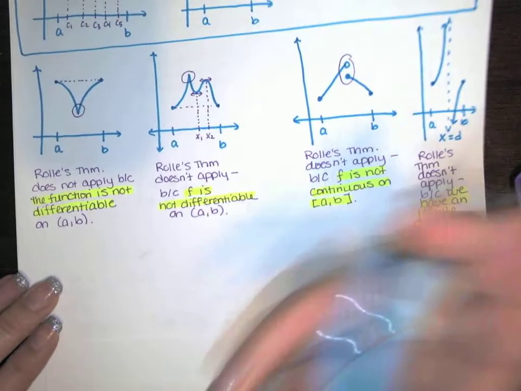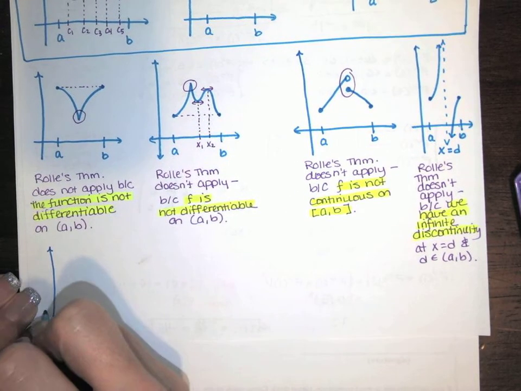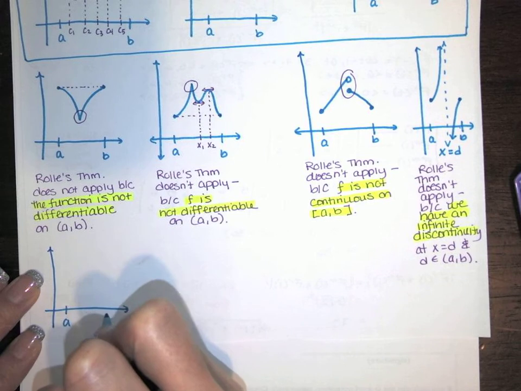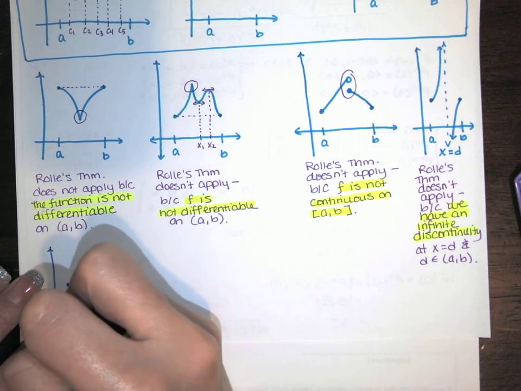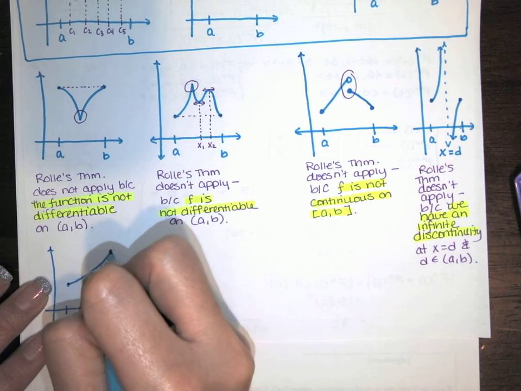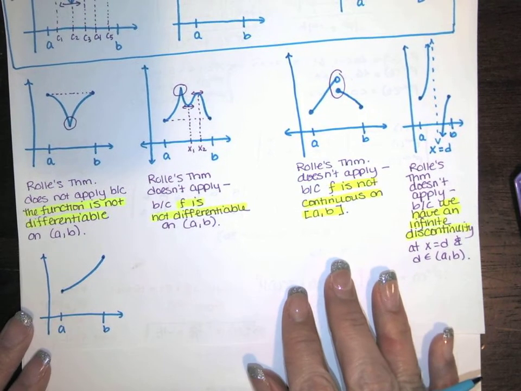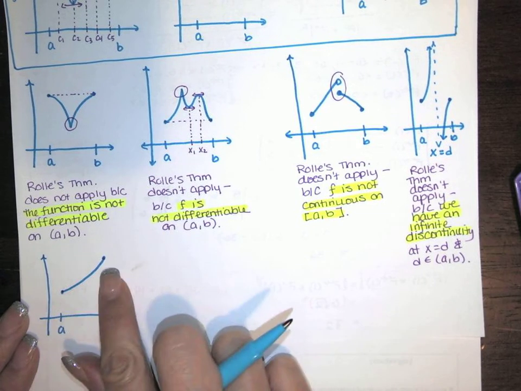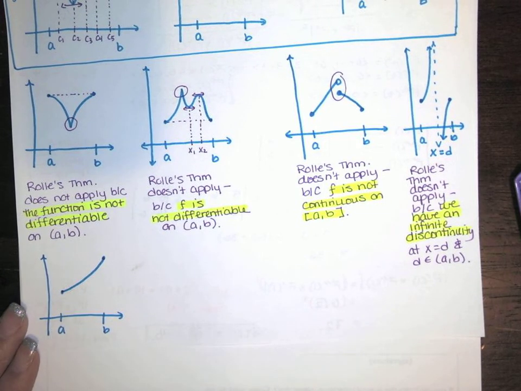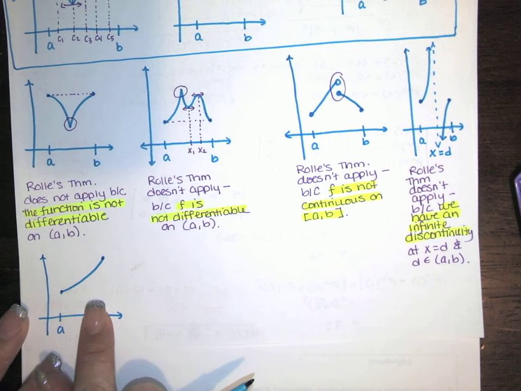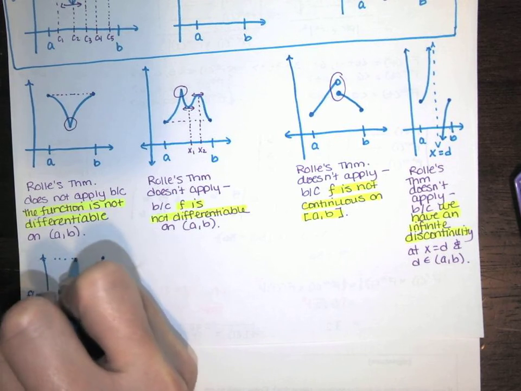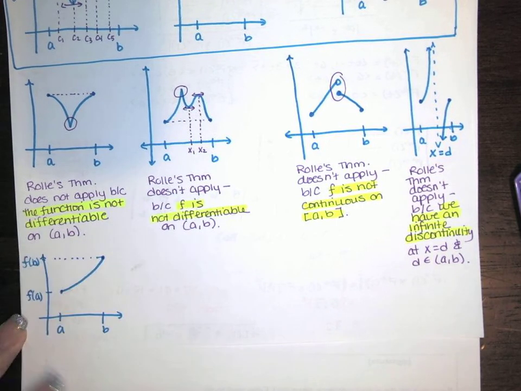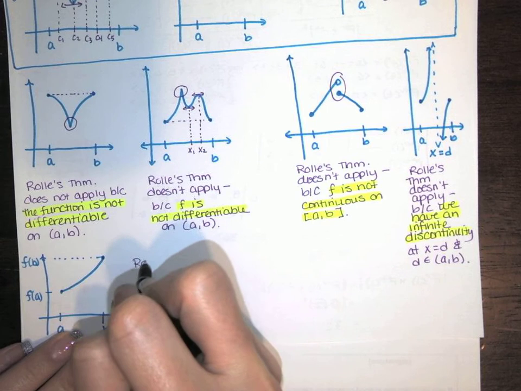Now, another option is this. The function might be differentiable and continuous, like this line segment. Actually, let's not make it a line. See the problem? It's continuous, it's nice and smooth, so it's differentiable, but the y values at the ends are not the same. So Rolle's theorem doesn't apply to this because f of b is not equal to f of a. Here's f of a, and there's f of b, and they're not equal to each other, so Rolle's theorem does not apply here.